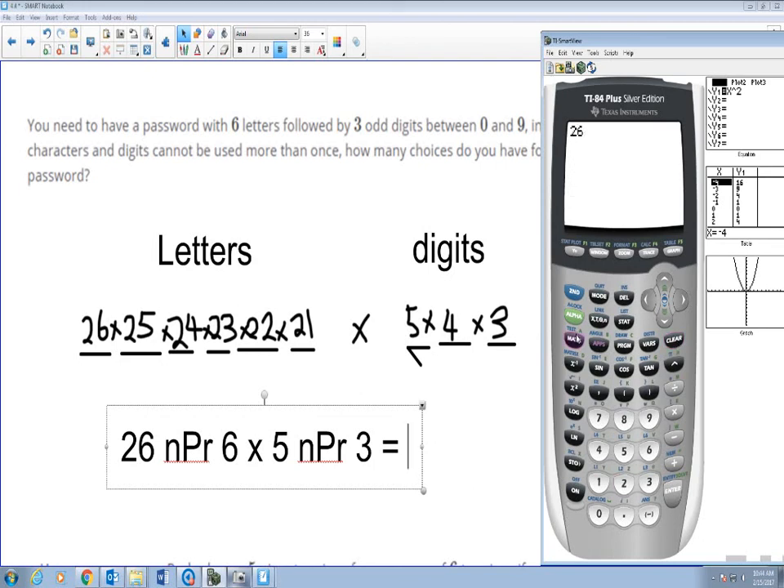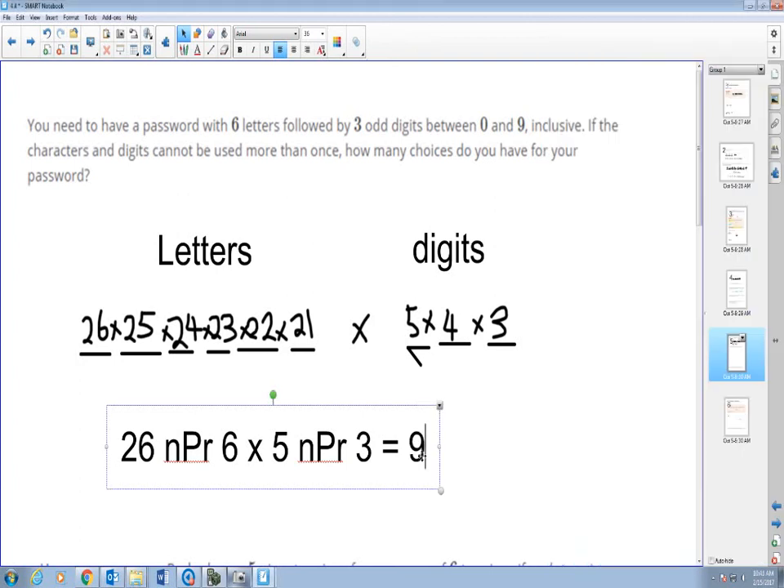Alright, 26 permutation. 6 times 5 choosing 3 using permutation again. That would be that many. If I were to type out all these stuff I just wrote, 24, 23, 22, 21 times 5 times 4 times 3, we get the same thing. Okay, so there will be that many ways we can actually have a password.